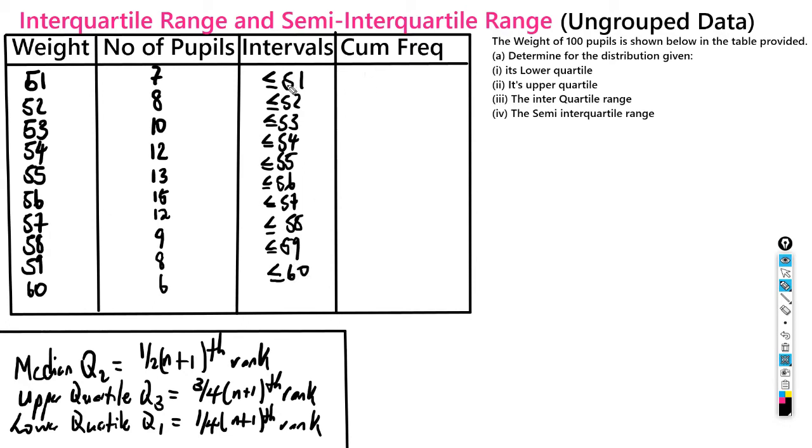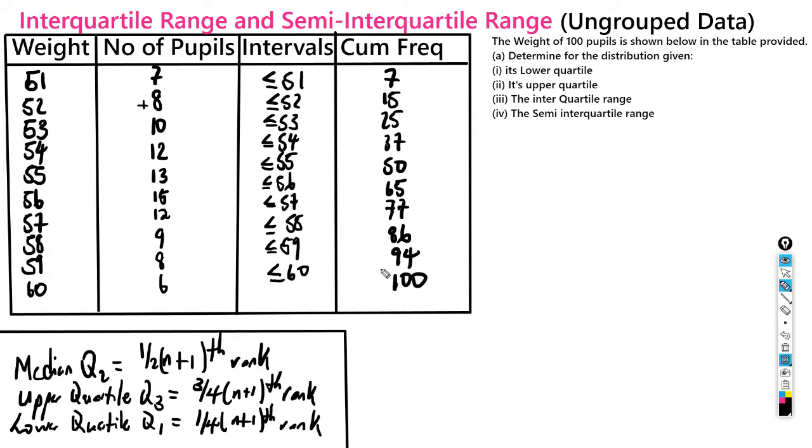Okay? And for the cumulative frequency, guys, you actually add up the number of pupils. The first one you should get is 7, then 7 plus 8 gives us 15, then 15 plus 10 gives us 25, 25 plus 12 gives us 37, 37 plus 13 gives us 50, 50 plus 15 gives us 65, 65 plus 12 gives us 77, 77 plus 9 gives us 86, then 86 plus 8 gives us 94, and 94 plus 6 gives us 100.